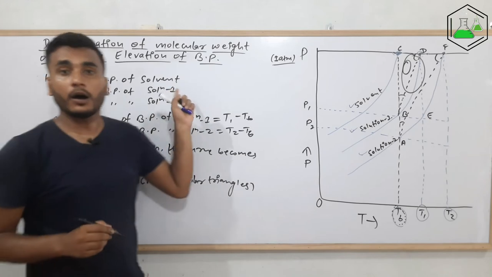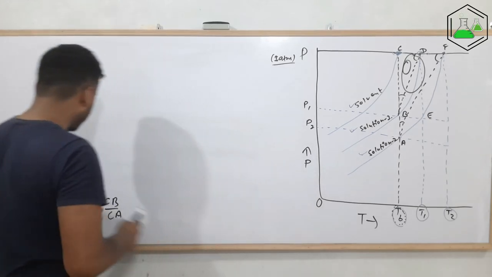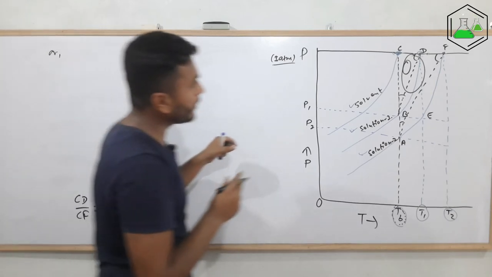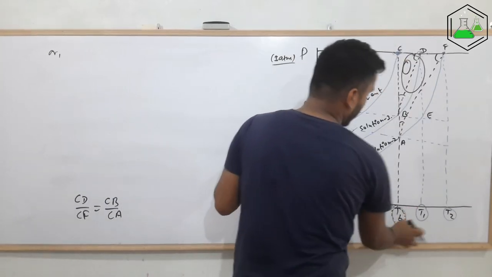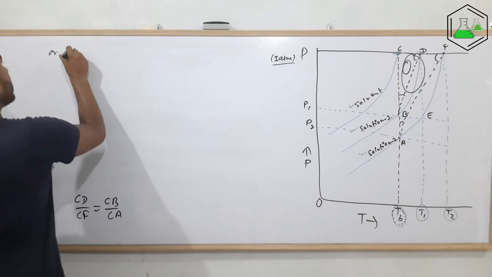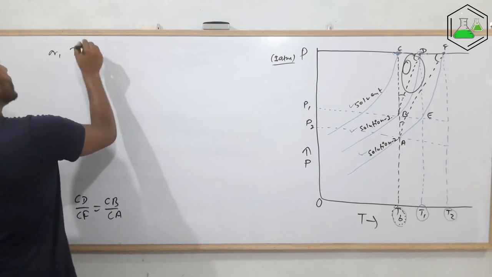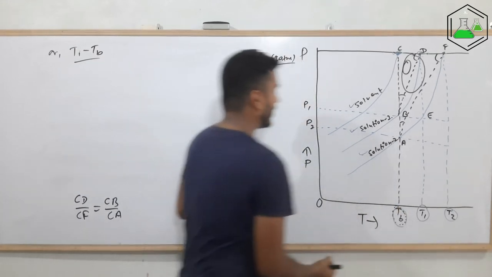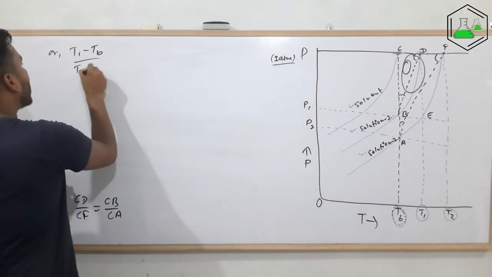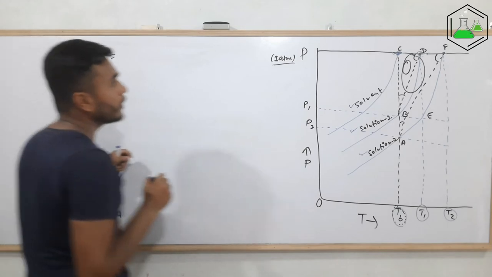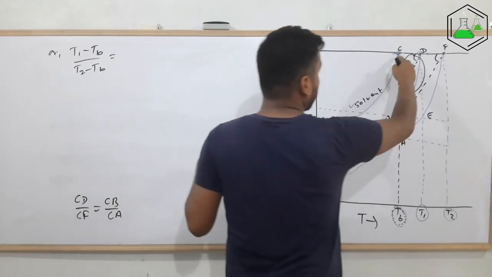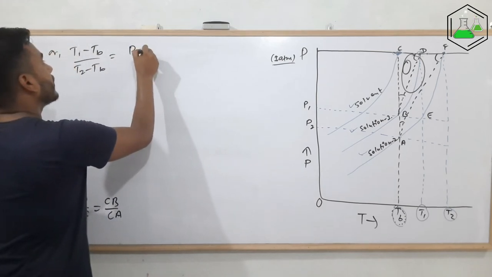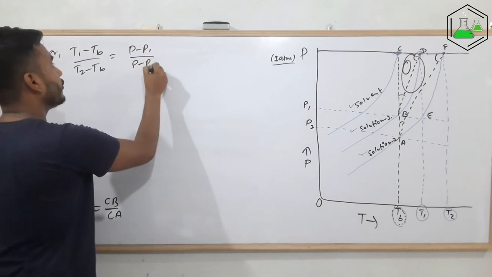Now let me erase the upper portion. So we got this much. Now let's put the values over here. CD means, look at here, CD means T1 minus TB. T1 minus TB by CF. CF means T2 minus TB. T2 minus TB is equal to, it will be CB means P minus P1, P minus P1 by P minus P2.